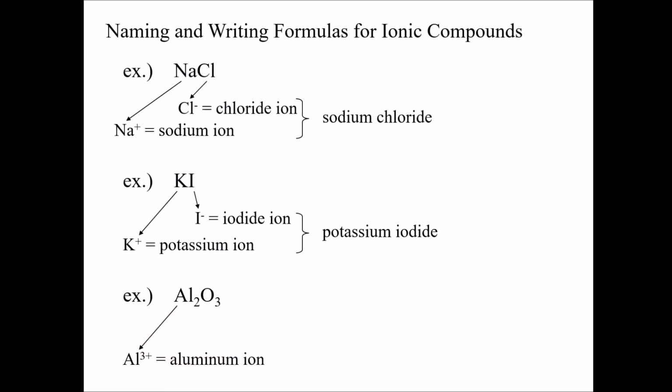O on the periodic table is called oxygen. But since it's the anion, I have to change the ending. The ending would be called "ide." So this is not oxygen, it's oxide. So the name of this substance would be called aluminum oxide.